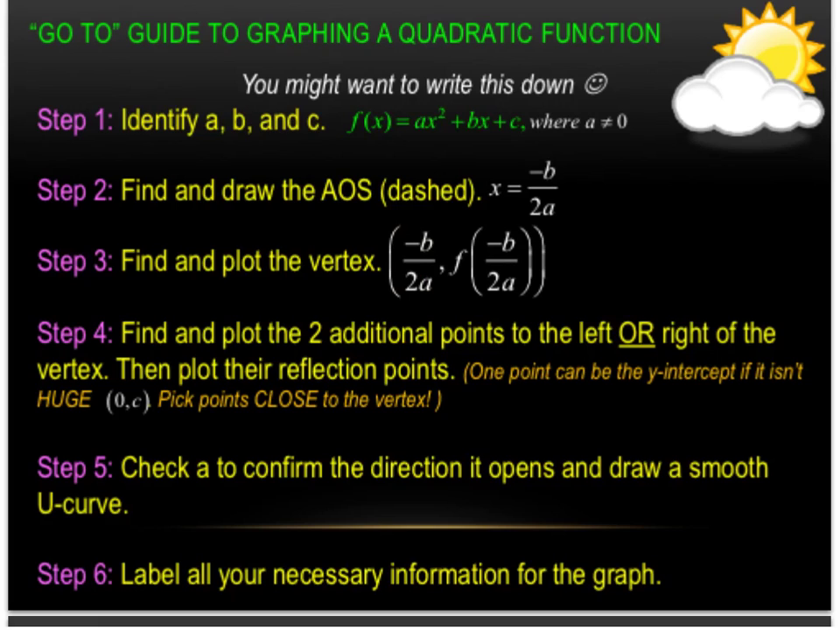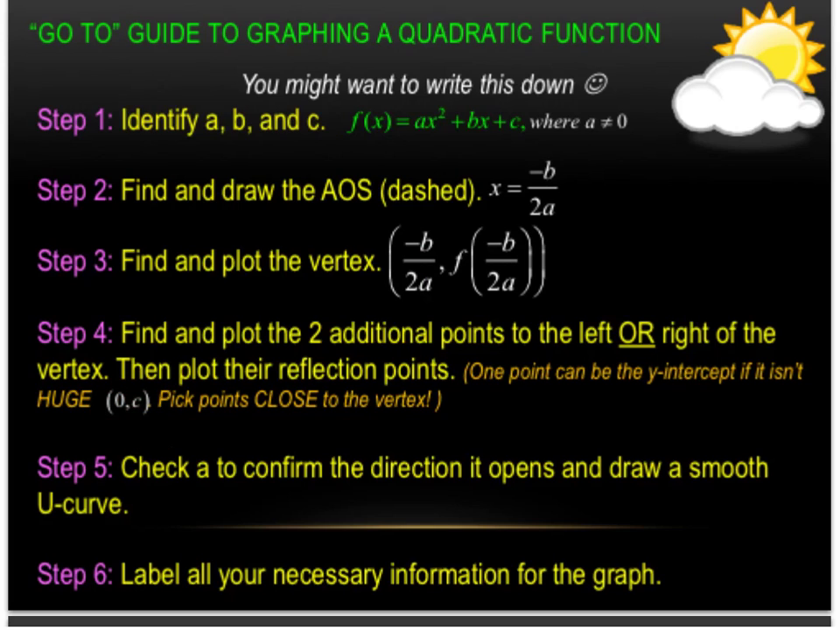Now we only need to pick 2 points on either side of the AOS, because what we're going to do with those 2 points is reflect them across our AOS, and that way we end up with 5 total points. So you should have 5 total points whenever you're graphing a parabola. Now of course you can use your y-intercept if it's easy to graph. Sometimes it's a big number, so you might not want to use it, but if it's an easy number you can use that. That's 0, c.